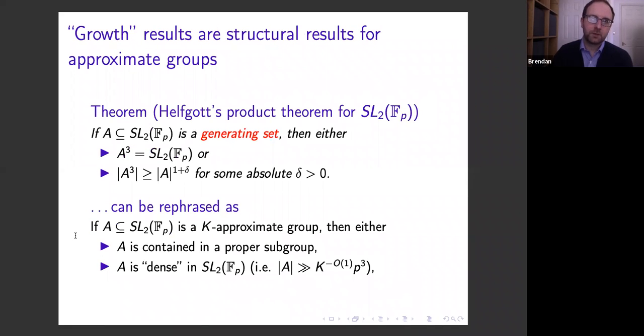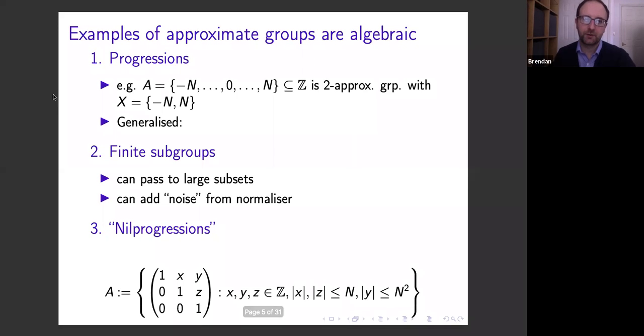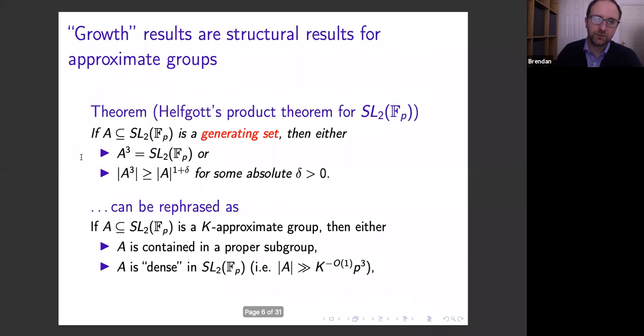Okay, so there are some results in additive combinatorics. Maybe I'll step back. Combining results of Freiman, Green, and Ruzsa, if you have an approximate group in an abelian group, then it is true that that approximate group is essentially controlled by some combination of generalized progressions and finite subgroups. Right, okay, so let's look at a non-abelian version.